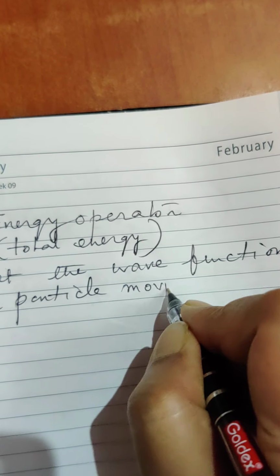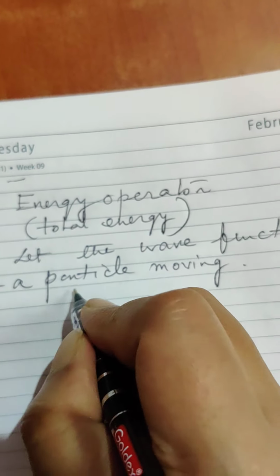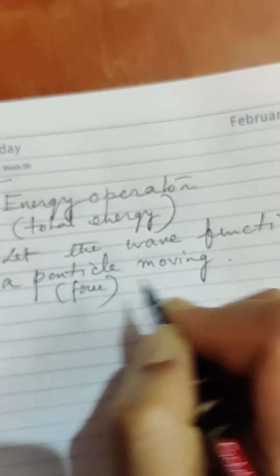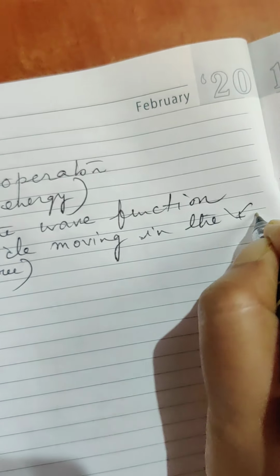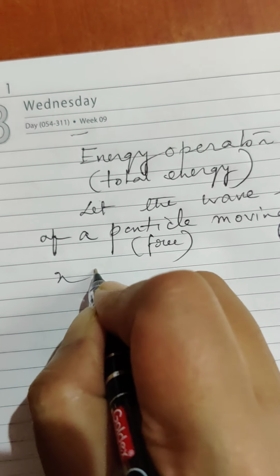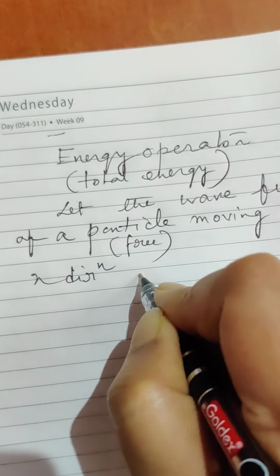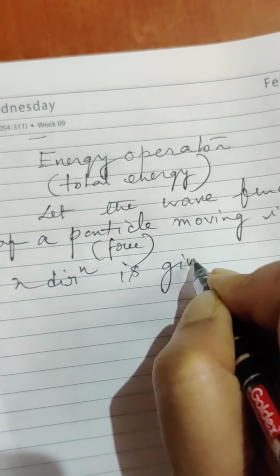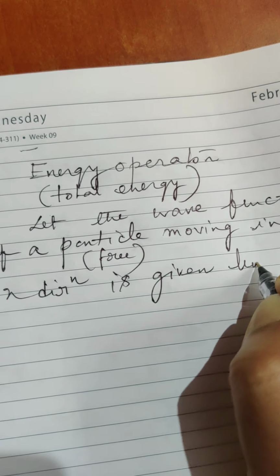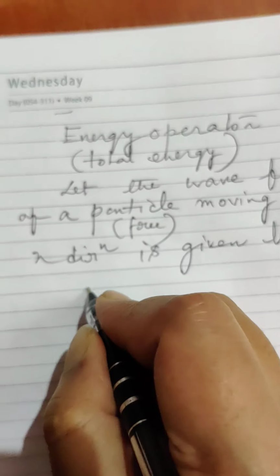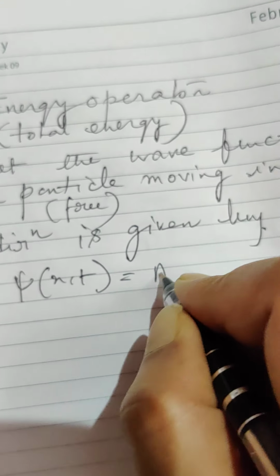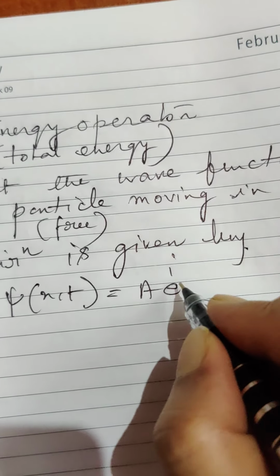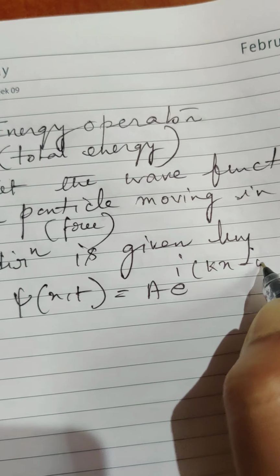moving, that is a free particle moving in the positive x direction, be given by psi(x,t) = A e^(i(kx - ωt)).